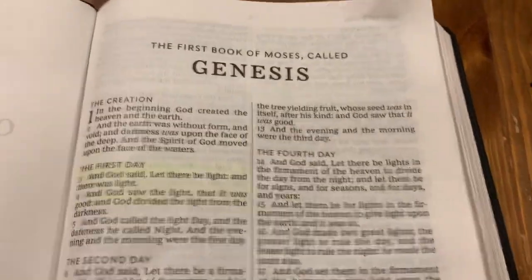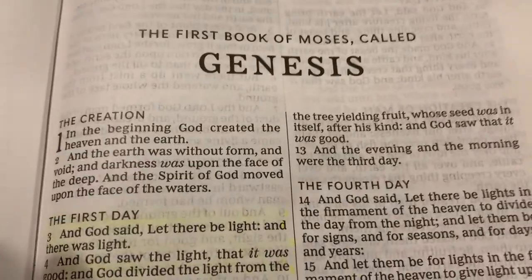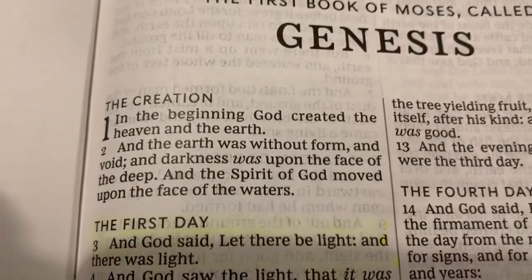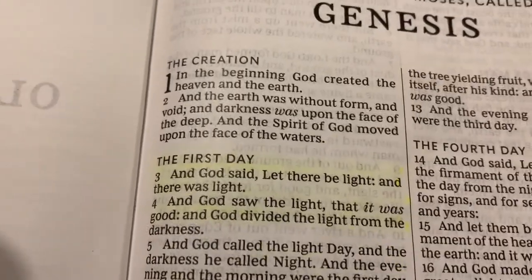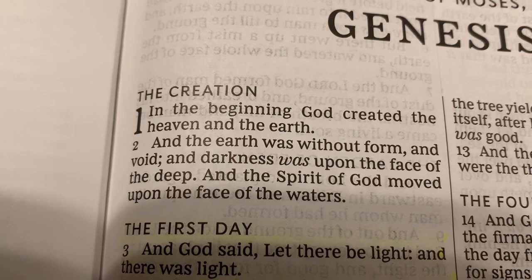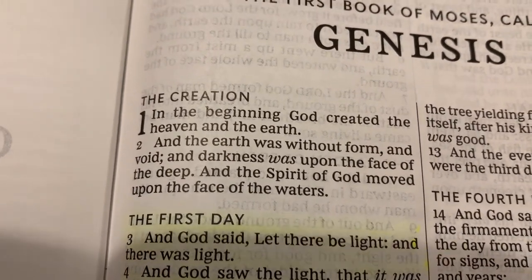All right, this is for the people that like numbers. We're just looking at the book of Genesis. This is the King James Version, the authorized version. This is why I love reading my King James Bible. You have this first heading here, the creation.